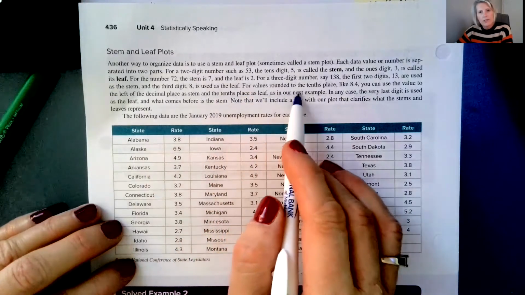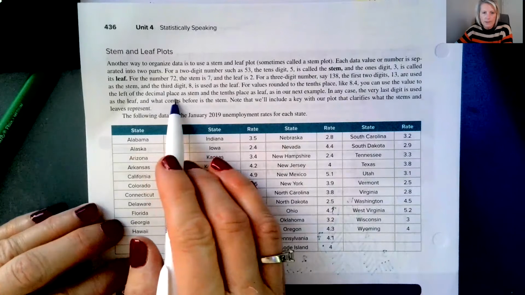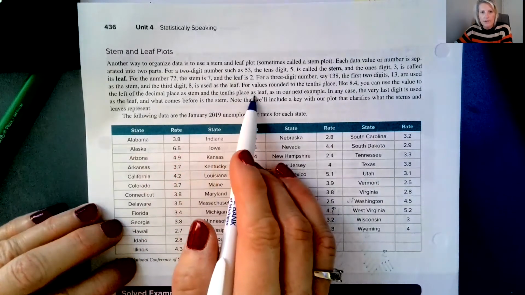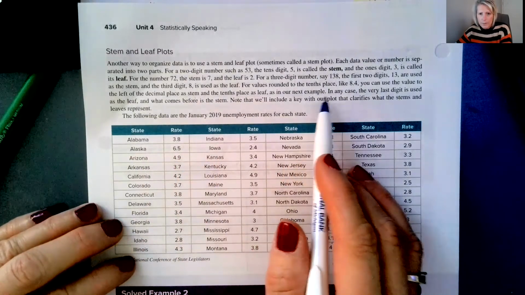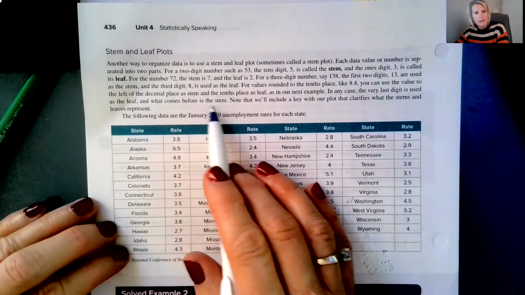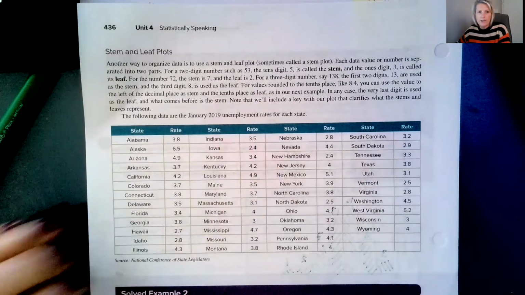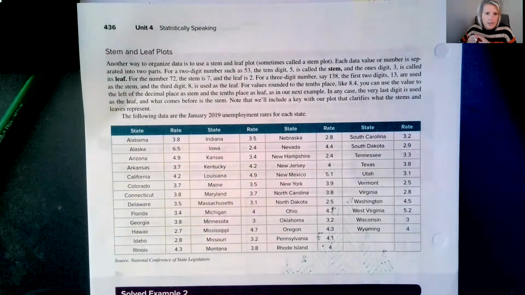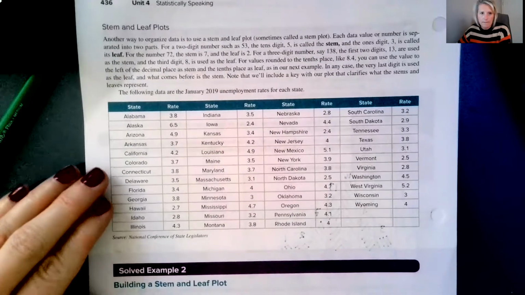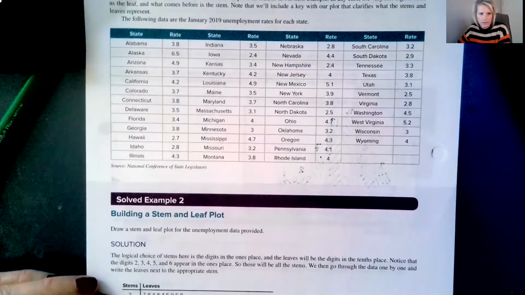For values rounded to the tenths place, like 8.4, you can use the value to the left of the decimal place as the stem and the tenths place as the leaf, as in our next example. In any case, the very last digit is used as the leaf, and what comes before is the stem. Note that we'll include a key with our plot that clarifies what the stems and leaves represent. The following data are the January 2019 unemployment rates for each state. So we again have them listed from Alabama to Wyoming. So let's walk through the example.